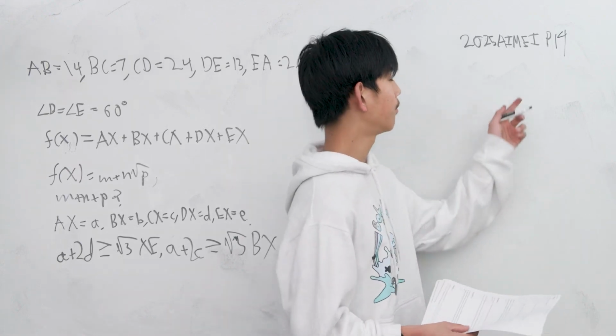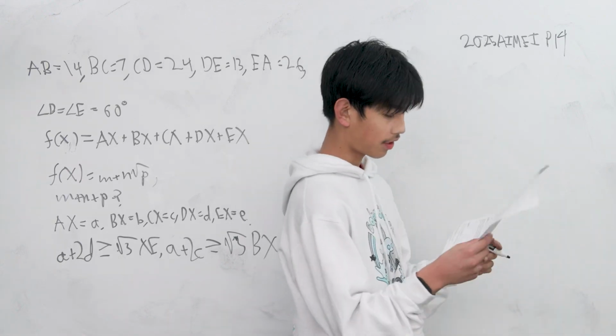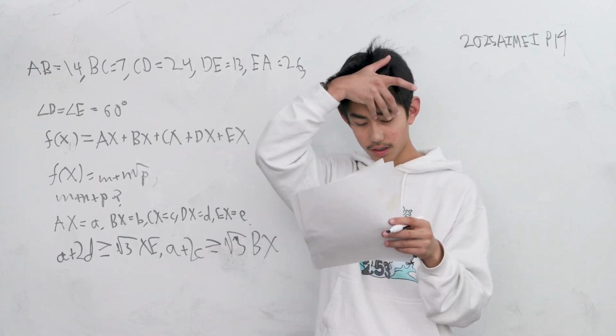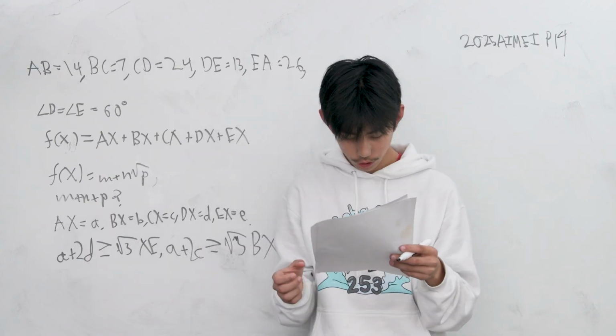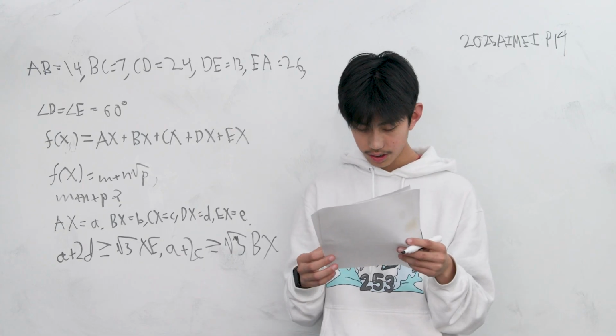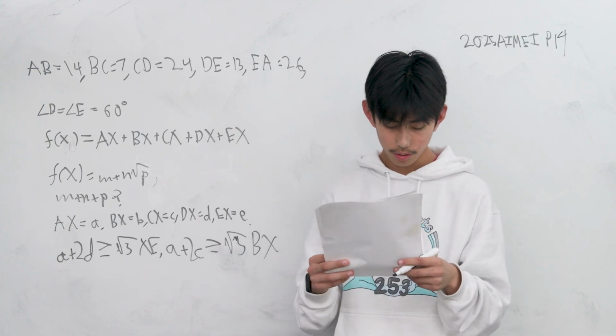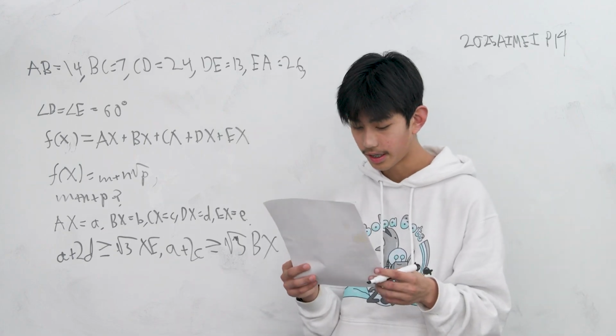We're solving problem 14 from the 2025 AMC 12. Let ABCDE be a convex pentagon with AB is 14, BC is 7, CD is 24, DE is 13, EA is 26, and angle B equals angle E equals 60 degrees.